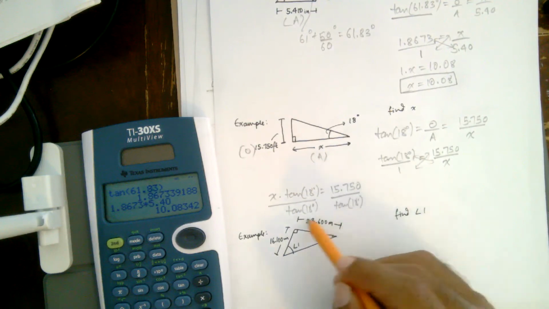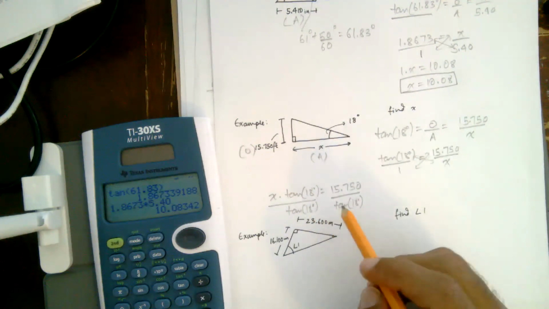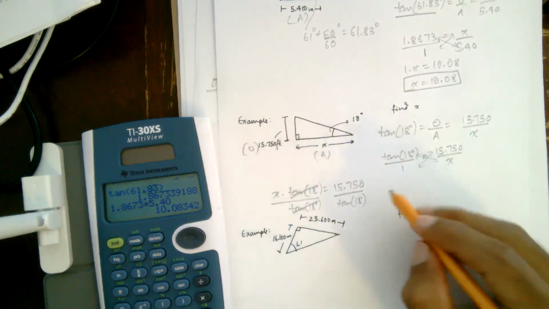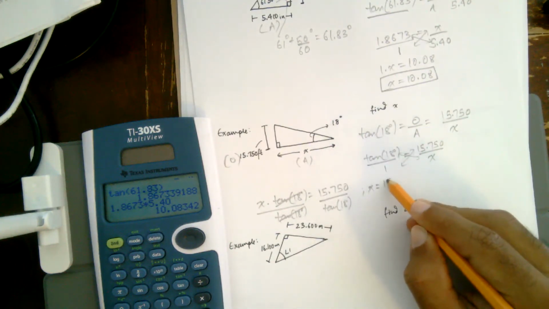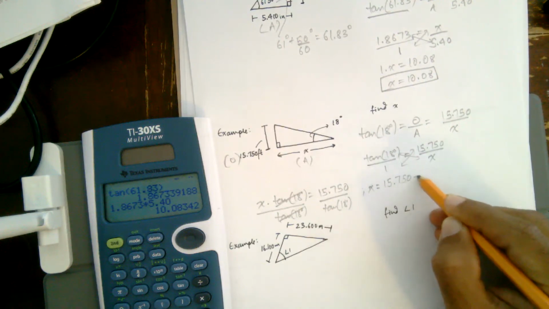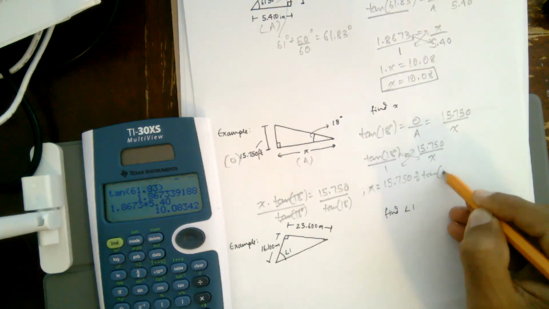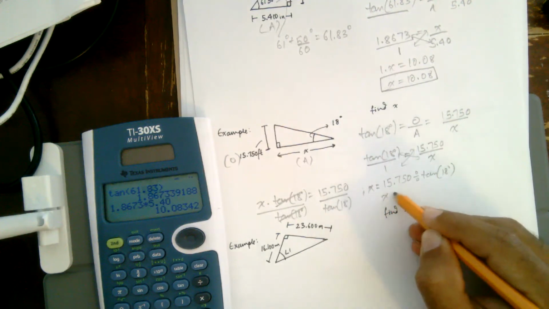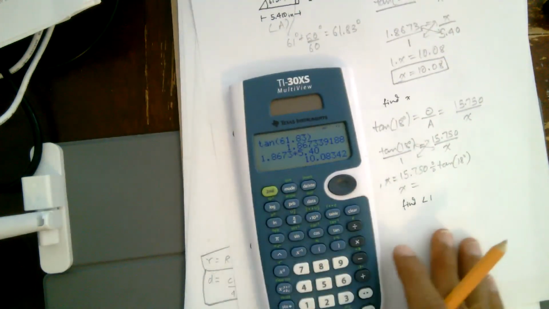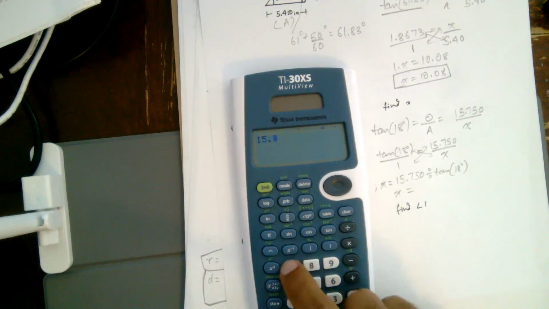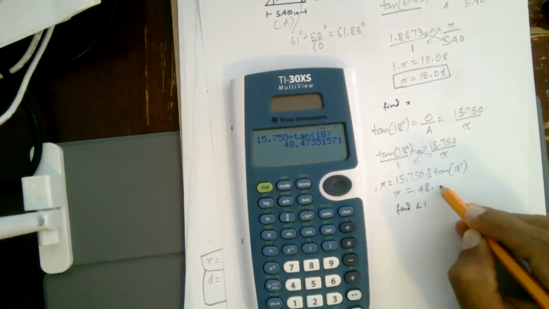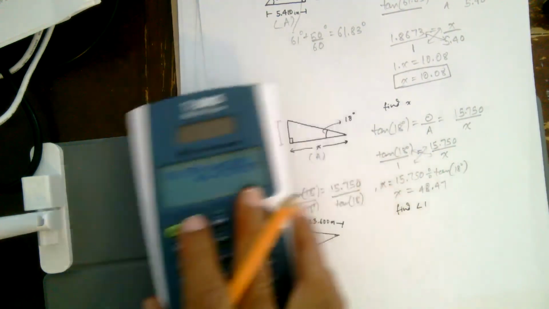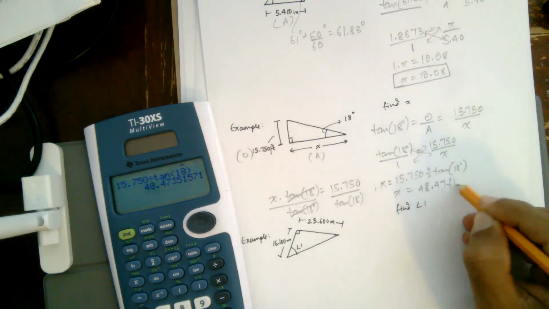Remember, tan 18, no matter how complicated it looks, is just a number. So now you can just plug this directly into the calculator as x equals 15.750 divided by tan of 18 degrees. On the calculator it would look like 15.750 divided by tangent of 18. You get 48.47. The unit is feet.